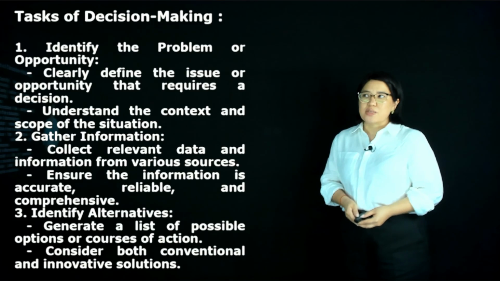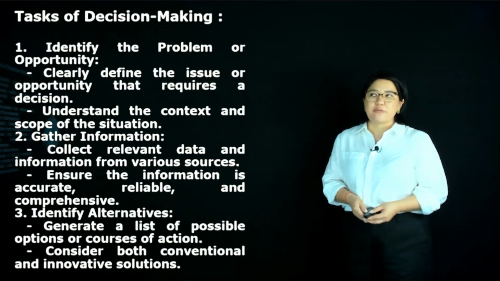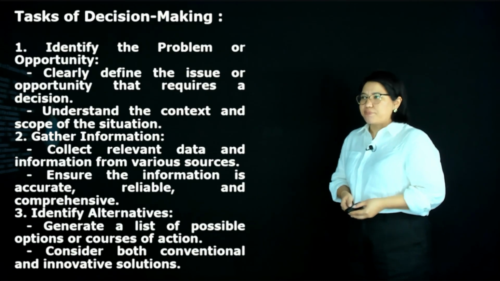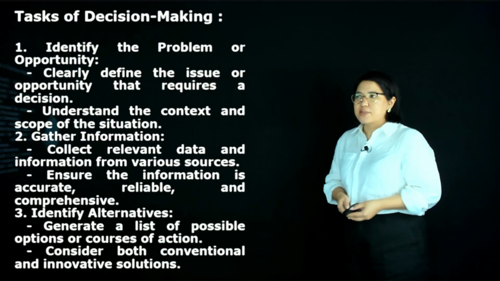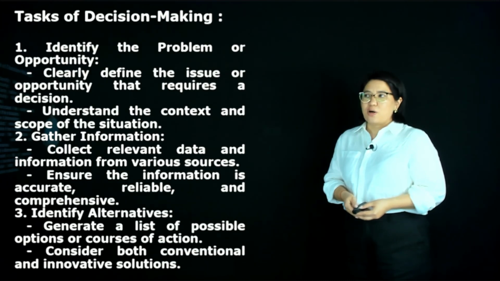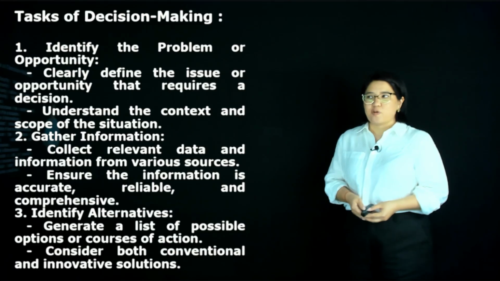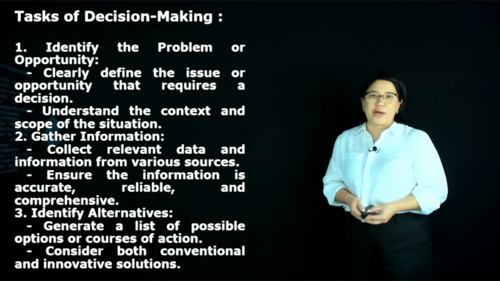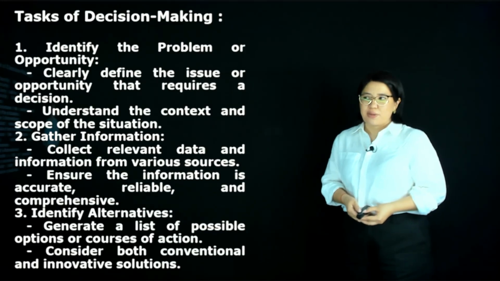The first one is to identify the problem or opportunity. It means to clearly define the issue or opportunity that requires a decision, and to understand the context and scope of the situation. The second one is to gather information: collect relevant data and information from various sources, and ensure the information is accurate, reliable and comprehensive. The next one is to identify alternatives: generate a list of possible options or courses of action, and consider both conventional and innovative solutions.